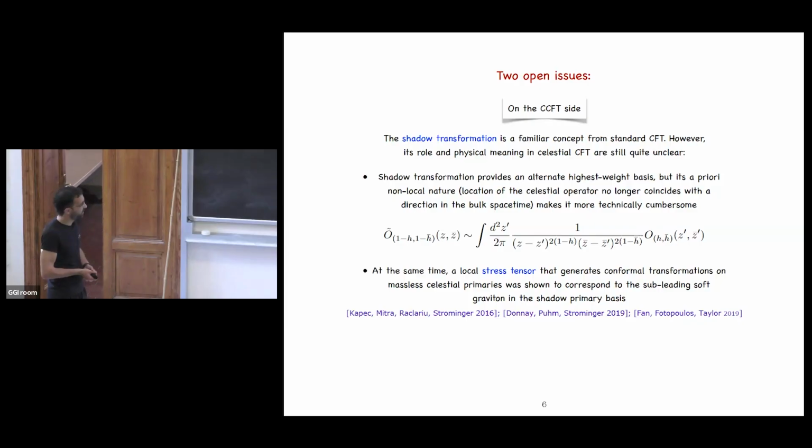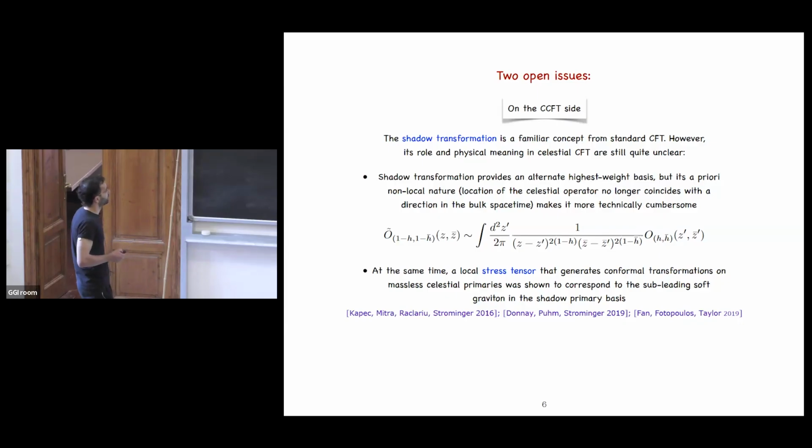But there's also a second family, which is associated to the first one by a shadow transformation. This provides an alternate highest weight basis, but it has an a priori non-local nature, in the sense that the location of the celestial operator on the sphere doesn't coincide anymore with the direction in the bulk of space-time that I was mentioning before. So this makes things quite cumbersome, and also the physical understanding of what these operators really mean.